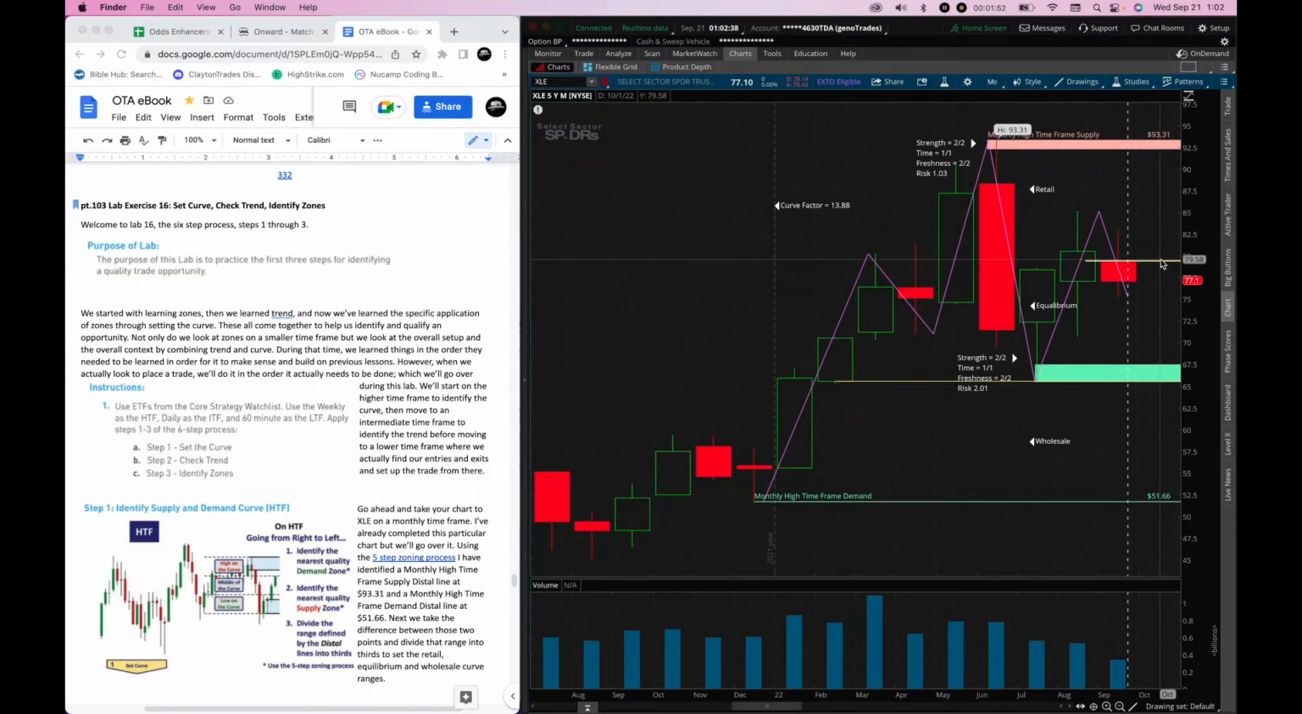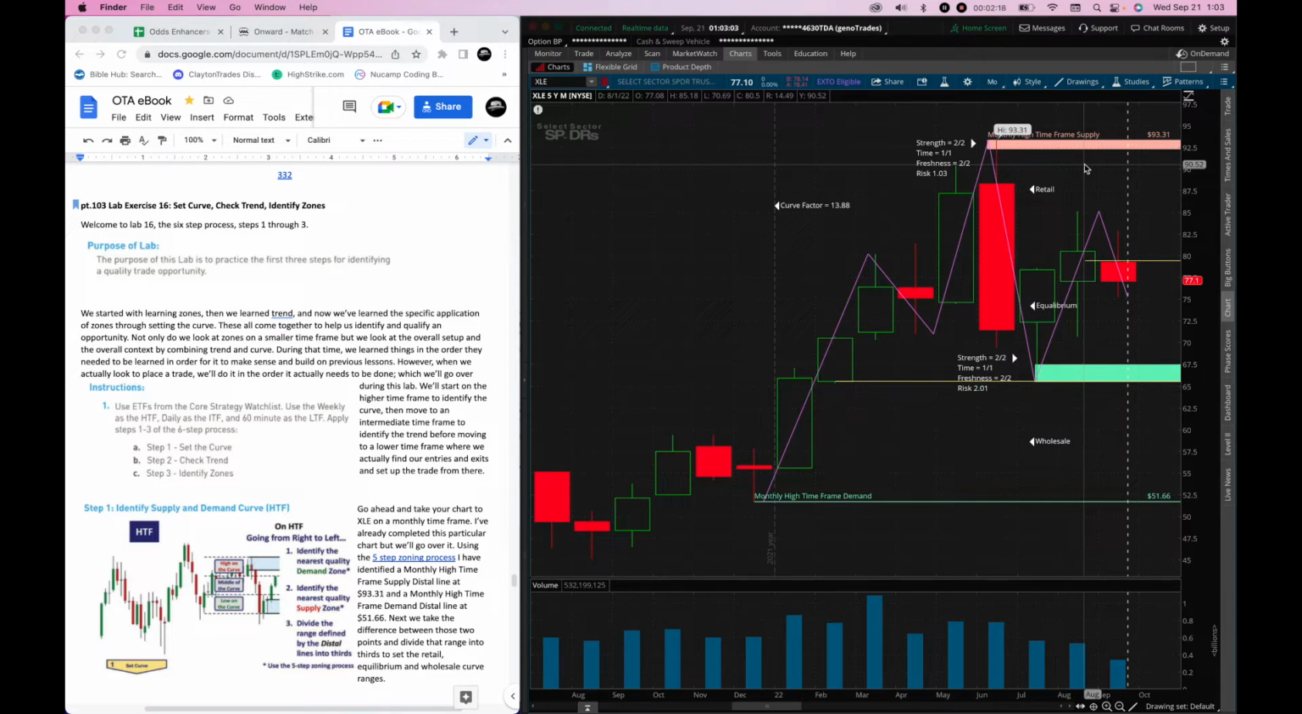So in order to locate your distal lines, you're going to start at current price, and I've set this marker here for September 19, 2022 to serve as a marker for the current price. So from current price, we're going to go up and left to identify a high time frame supply distal line in order to set the boundaries for the curve.